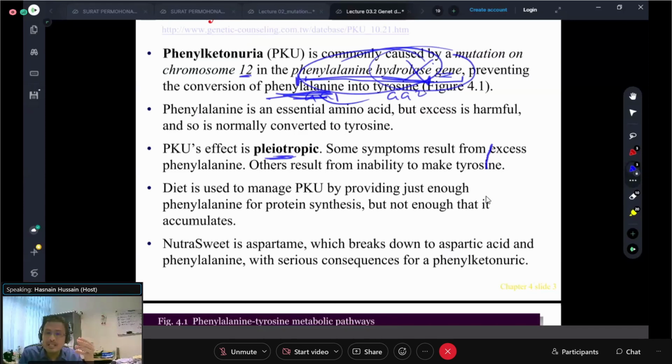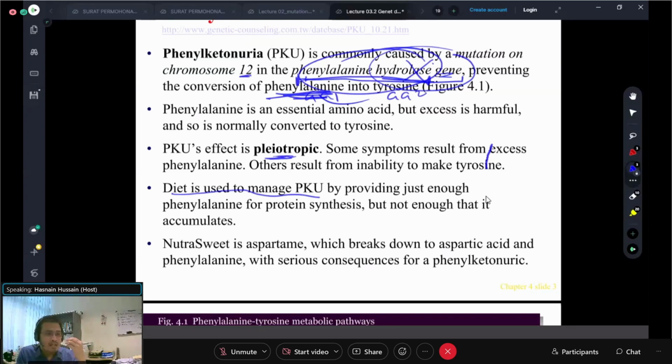So for example, in this case, accumulation of phenylalanine causes phenylketonuria. So you have to make sure that the phenylalanine amino acid in the individual with the defective gene has to be controlled. Okay, so diet is used to manage the phenylketonuric by providing just enough phenylalanine for protein synthesis. Our cells still need phenylalanine to form all those amino acids to become protein, our hair, our other enzymes for reaction.